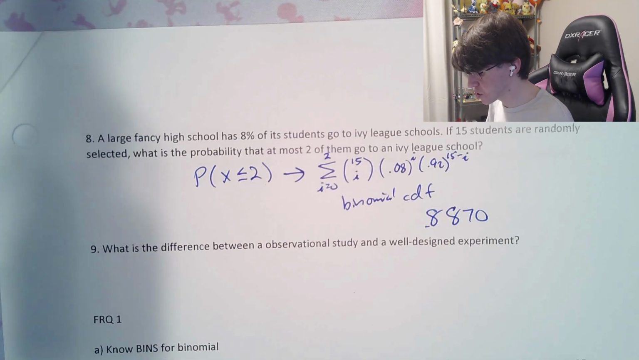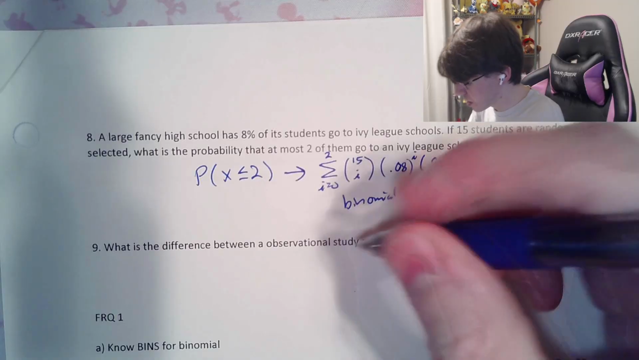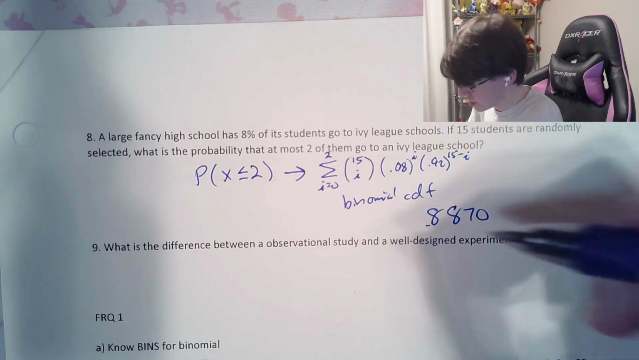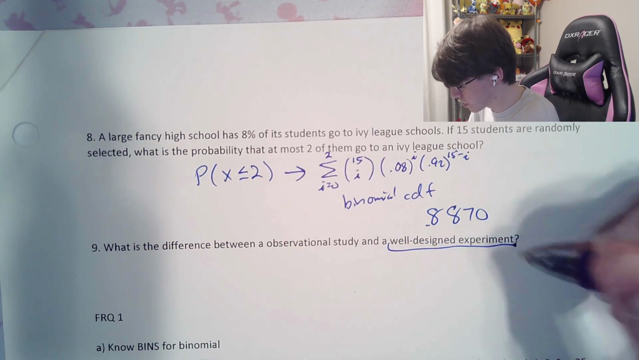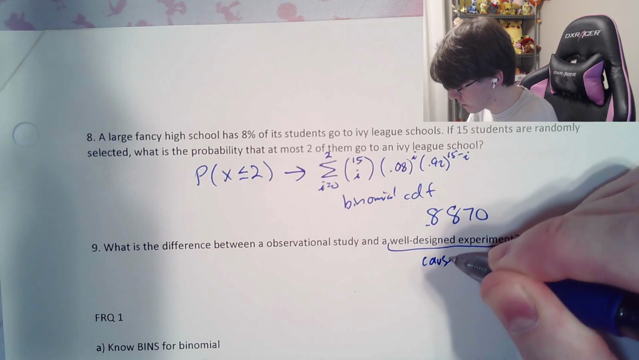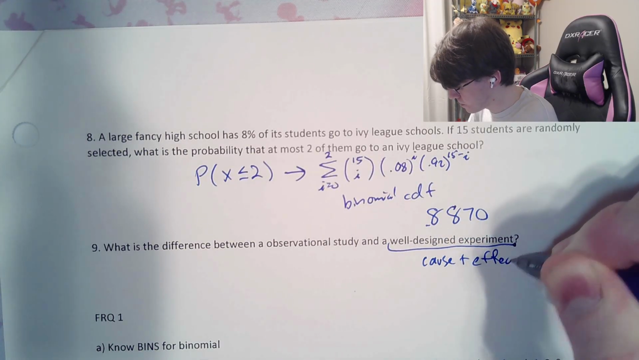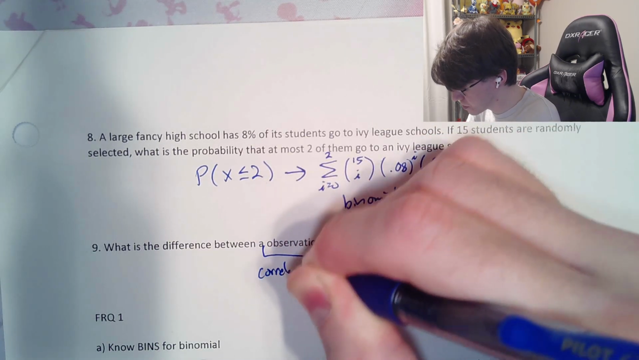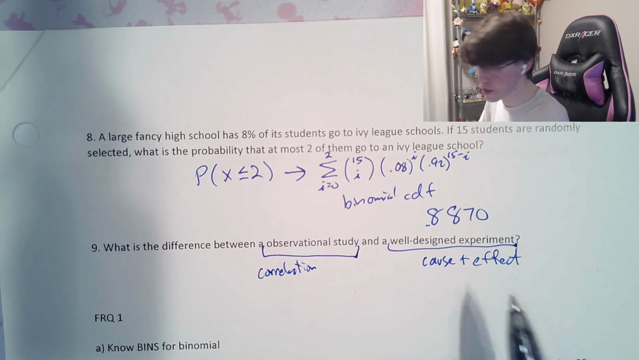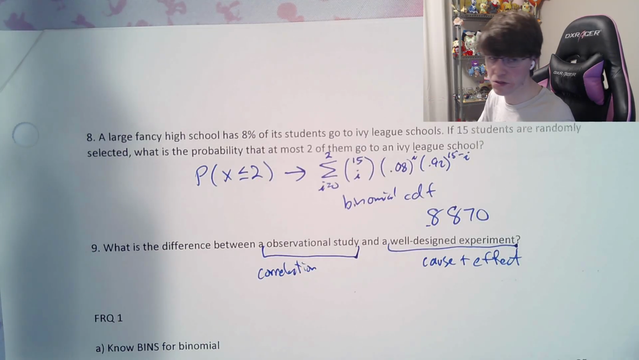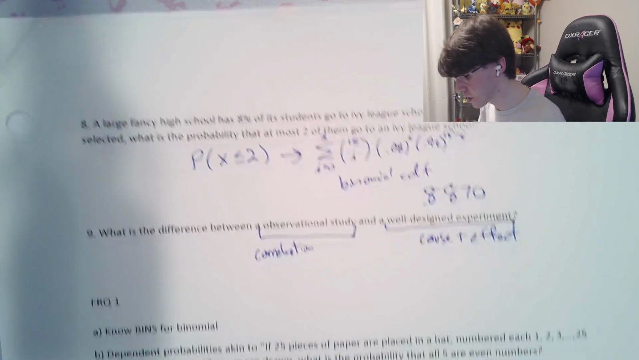What is the difference between an observational study and a well-designed experiment? The biggest difference is that well-designed experiments can show cause and effect, whereas observational studies can only show correlation. If you have a well-designed experiment, you could say this thing causes the other one to happen. If you have an observational study, you can only show that two things are related to each other.